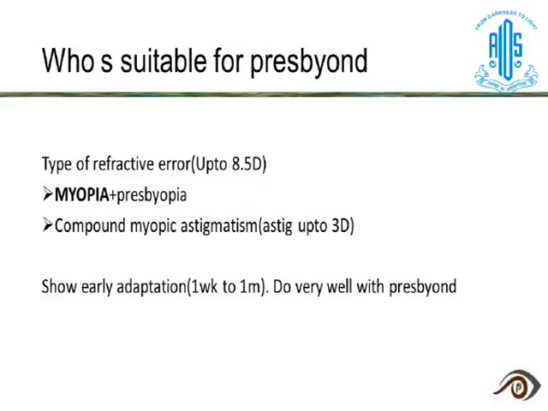So who is suitable for Presbyond? Based upon the refractive error, myopia up to 8.5 is what has been tested and you can do. It is similar to any other wavefront optimized treatment, depending on their residual stromal thickness. You can have the same criteria as for LASIK, and it behaves in a similar manner. Myopia with presbyopia, and myopic astigmatism, do extremely well. They adapt very fast. What we have observed is that within 1 week our patients come driving, and they do all their activities from the very next day. Though we tell them to go slow, take a month, see if you can drive and then go, most of them actually adapt very easily.